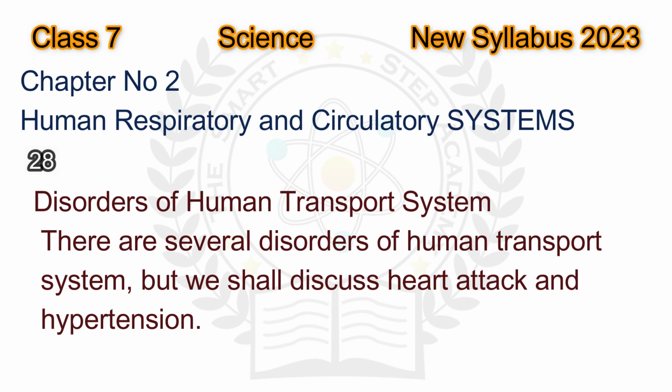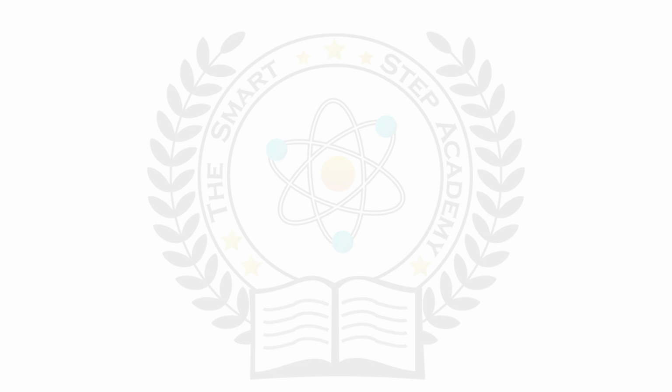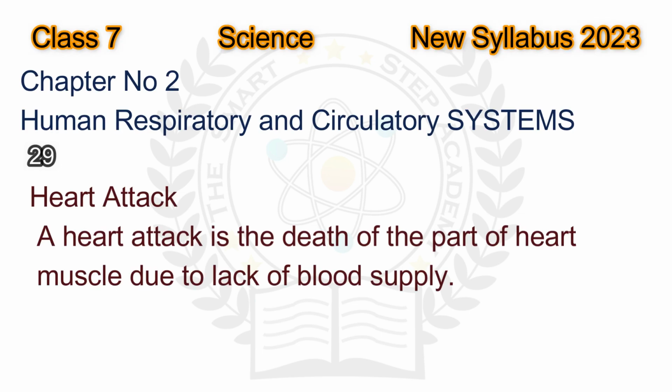Disorders of human transport system. There are several disorders of human transport system, but we shall discuss heart attack and hypertension. Heart attack. A heart attack is the death of the part of heart muscle due to lack of blood supply.